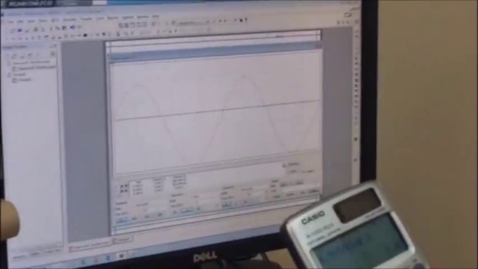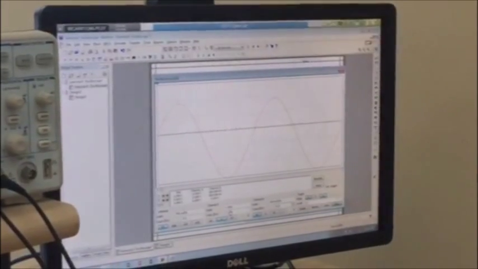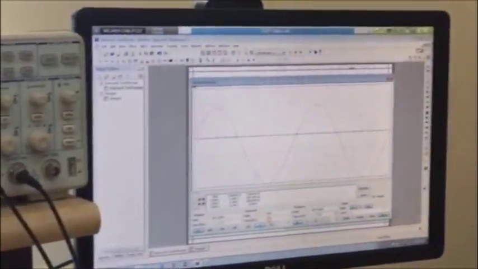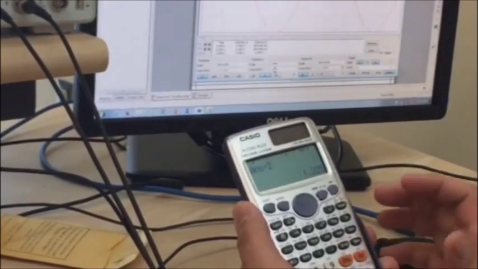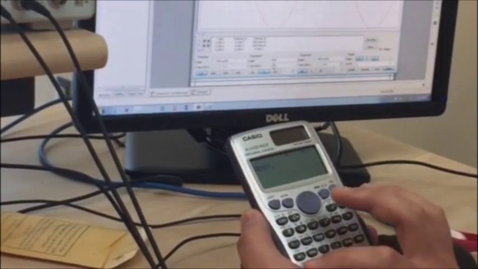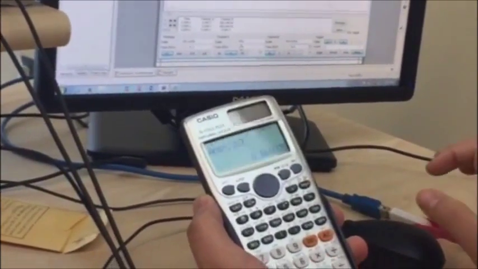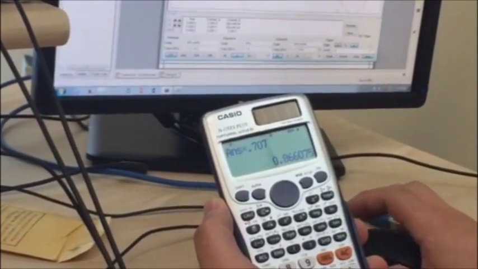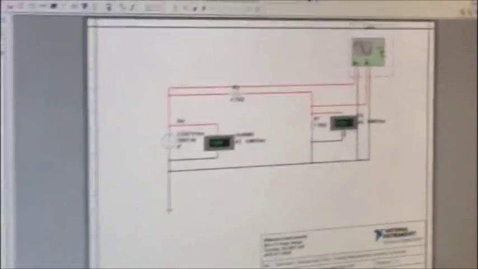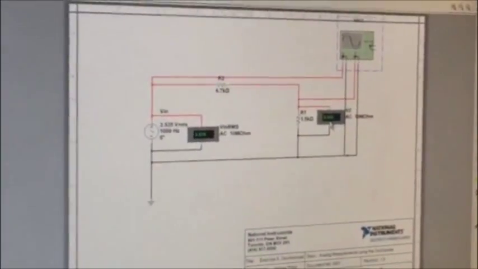All right, now we're going to find our RMS for channel 2, or the resistor 2. You take our voltage peak to peak, which is 2.45, and you divide that by 2, which gives us 1.225, and you times that by the 0.707, and it gives us our 0.866. And if you look right here, we have 0.85.